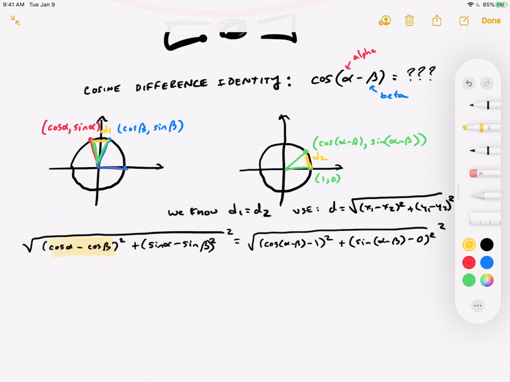Cosine alpha minus cosine beta, and then the sine alpha minus sine beta, and then the cosine alpha minus beta minus 1. All those binomials are being squared. Of course, I'll point out the last one here technically isn't a binomial because it's sine alpha minus beta minus 0. So I'm going to write those all out. And I'll try to keep it as organized as I can. It'll become a real mess, and then it'll start to clean up.